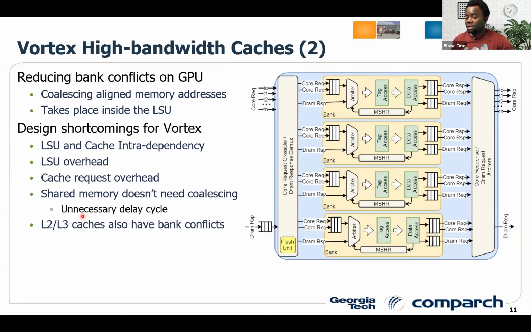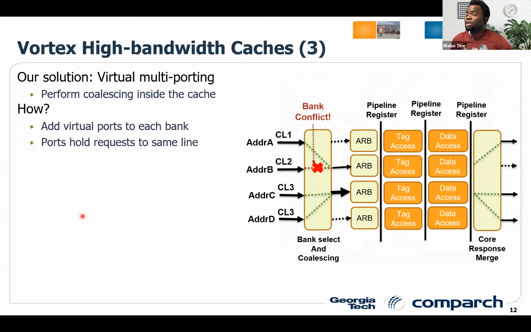The other overhead was on the area, because if we have to do memory coalescing in the LSU, we have to propagate the extra metadata associated with the coalescing all the way through the L1 cache. The other thing was the shared memory doesn't require memory coalescing. And also we needed to support memory coalescing and bank conflict handling for L2 and L3 caches.